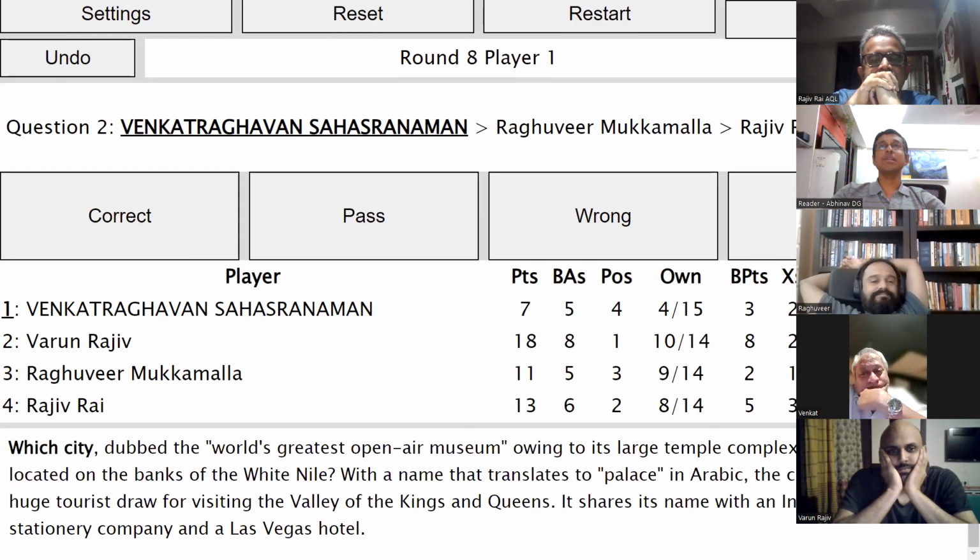Which city, dubbed the world's greatest open-air museum owing to its large temple complexes, is located on the banks of the White Nile? With a name that translates to palace in Arabic, the city is a huge tourist draw for visiting the Valley of the Kings and Queens. It shares its name with an Indian stationery company and a Las Vegas hotel. Luxor. Luxor of the obelisks.